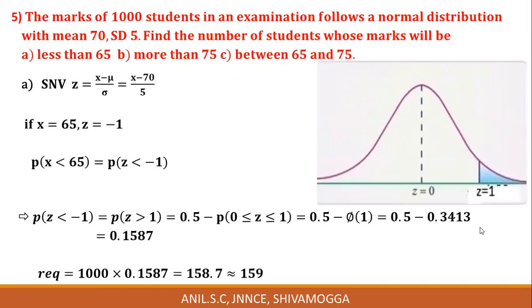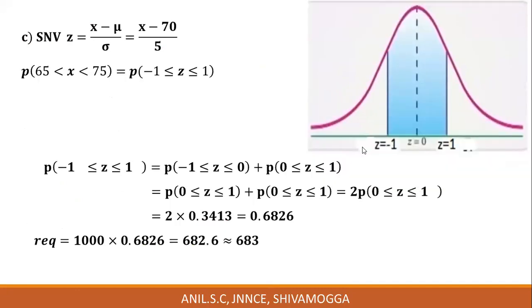Next, third case, between 65 and 75. Very simple problem. Between 65 and 75 is this probability: P where 65 less than x less than 75.